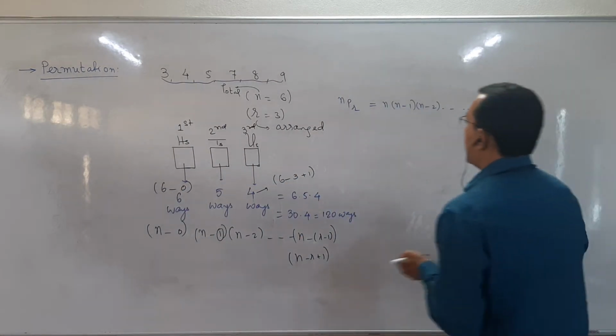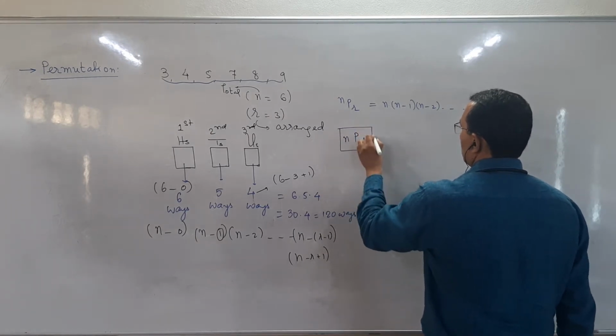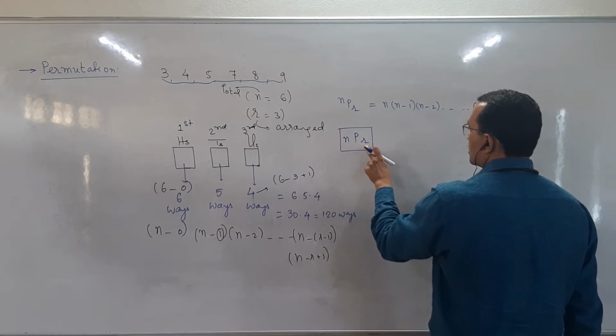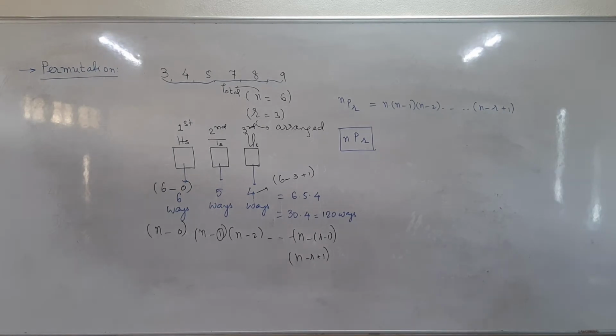It is denoted by the symbol nPr. N stands for total items, P stands for permutation, R stands for arranged items or objects. So students, try to understand the definition of permutation. Once again, the total ways in which r things out of given n things can be arranged is called permutation of r things, and it is denoted by nPr.